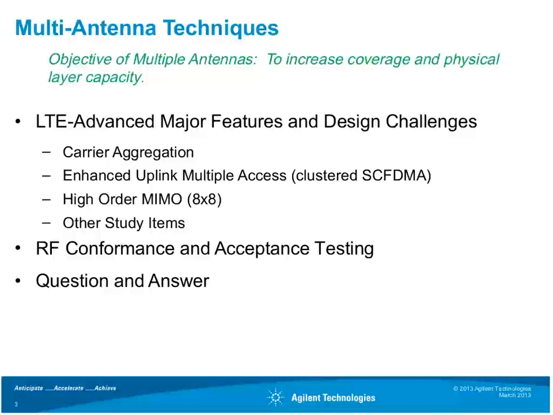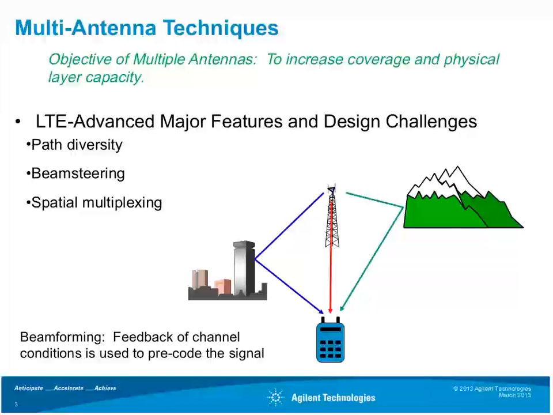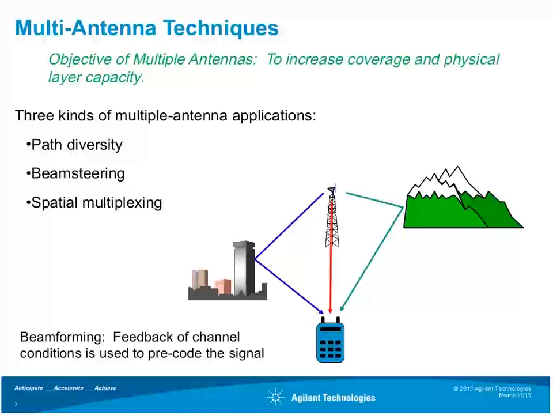All right, so let's start off with talking about multi-antenna techniques. The overall goal is to increase coverage and physical layer capacity. There are three main multiple antenna application categories. The first makes direct use of path diversity, in which one radiated path may be subject to fading loss and another may not. So one signal bounces off the building while another signal goes directly to the mobile. We take advantage of the difference in those two signals. So diversity can be introduced at either the transmitter, the receiver, or both simultaneously.